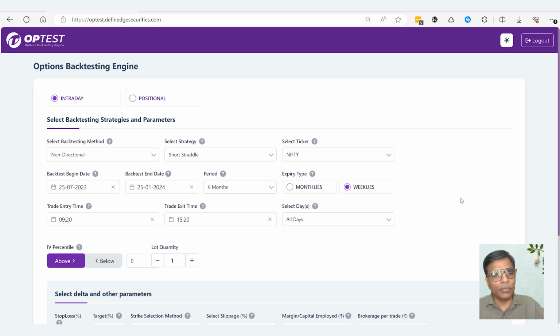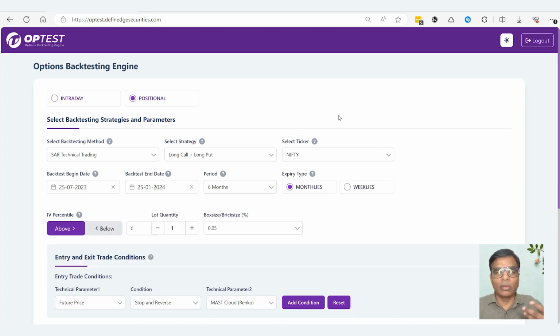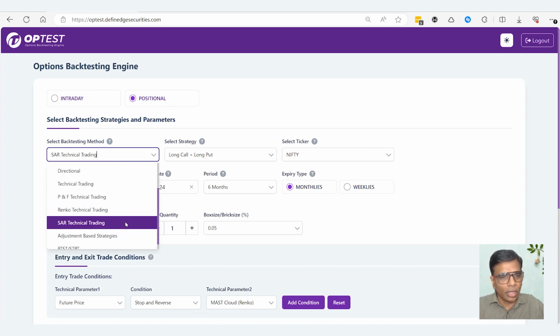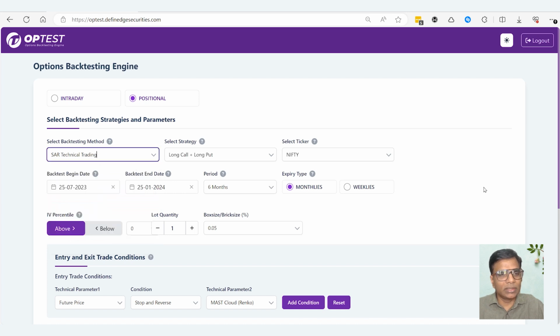In this video, we are going to talk about another backtesting method. And this time, this is a positional backtesting method. Earlier, we covered several intraday based backtesting methods. So let's go to the positional to see which backtesting method we are going to cover. We are going to cover a new backtesting method called SAR technical trading.